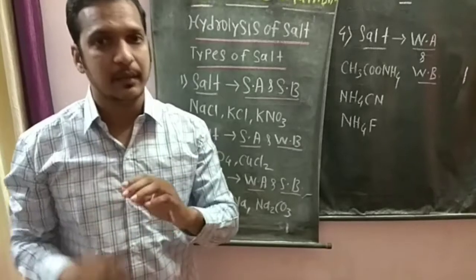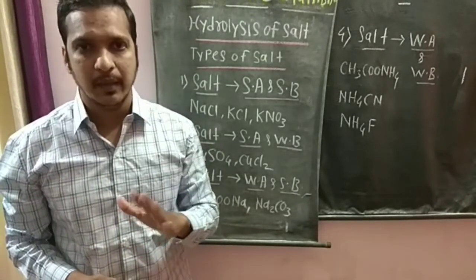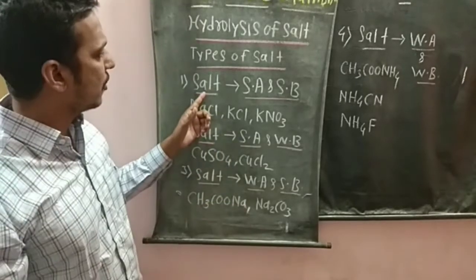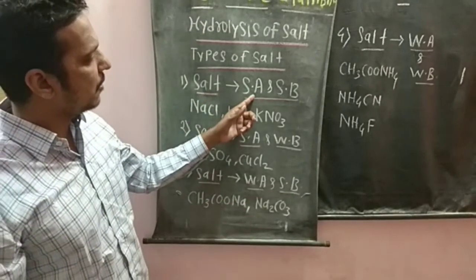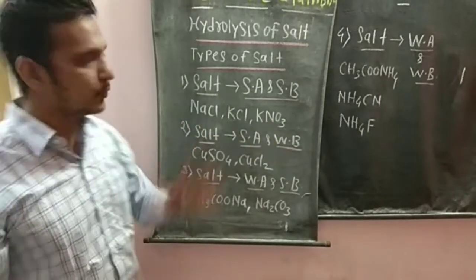My next point is types of salt. We have a total of 4 types of salt. Number 1, the salt which is obtained from a strong acid and a strong base, such as sodium chloride, KCl, KNO3.